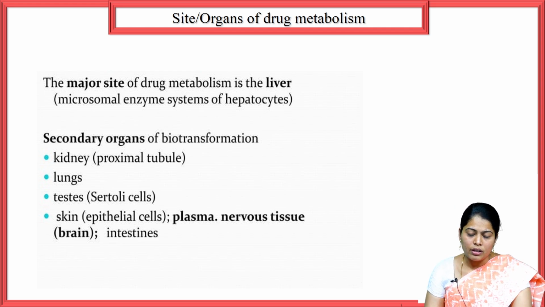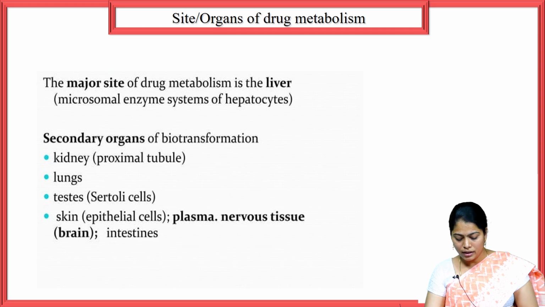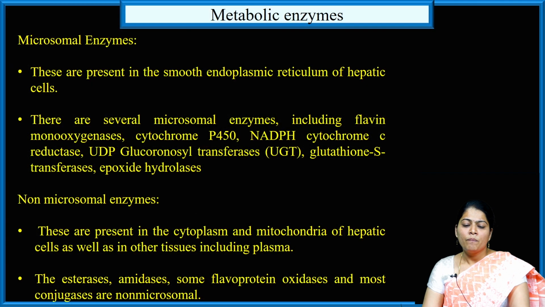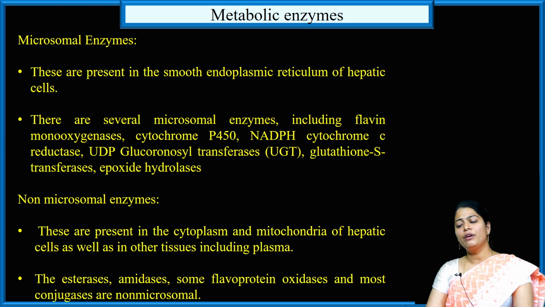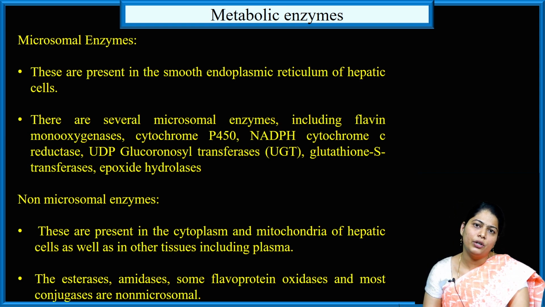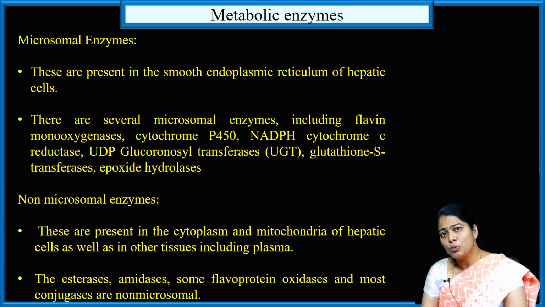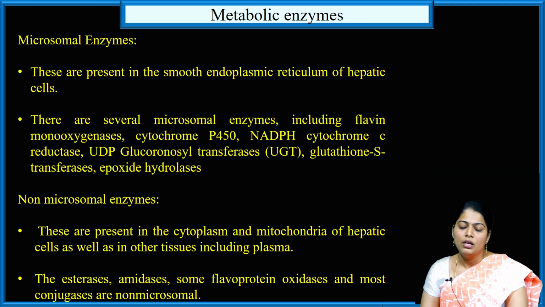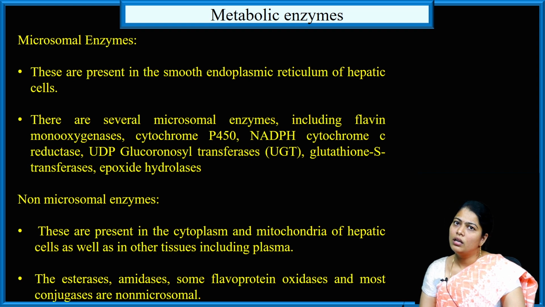But the major part, up to 80% of the drugs, are metabolized in the liver. The remaining small amounts of drugs are metabolized in other organs. So what are the metabolic enzymes? Till now we have been discussing different types of metabolism and how the drug is converted from active to inactive forms. By which process is the drug converted from active form to inactive form? Those are called enzymes, which are present in our liver.